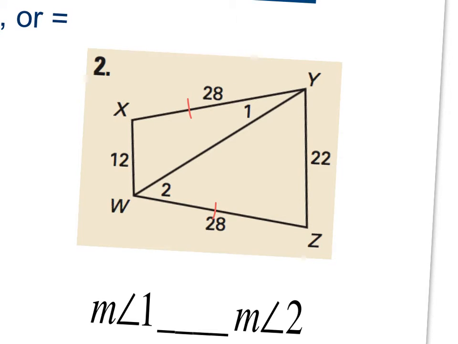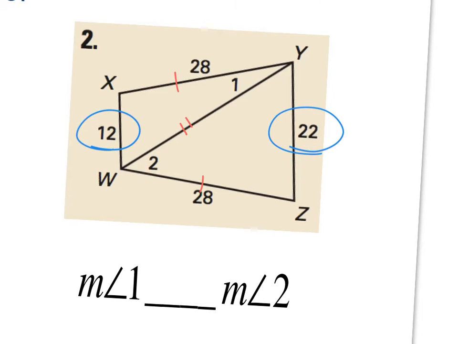Number 2, so you've got that 28 would match 28. You've got one pair of congruent sides. Do you have a second pair of congruent sides? Where? Good, the reflexive side. So then the third piece of information that we have is 22 and 12. Since 12 is smaller than 22, that makes angle 1, good, less than angle 2.